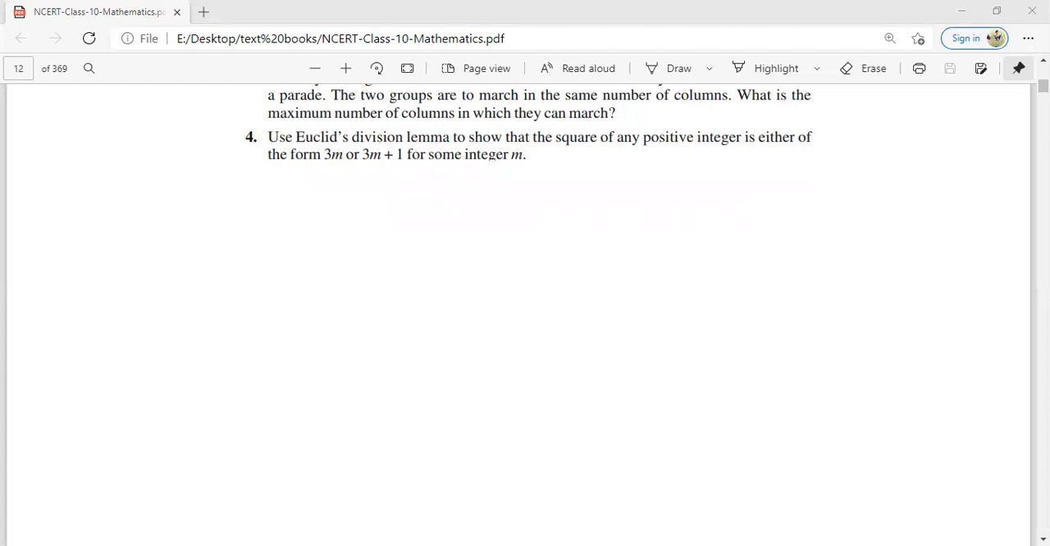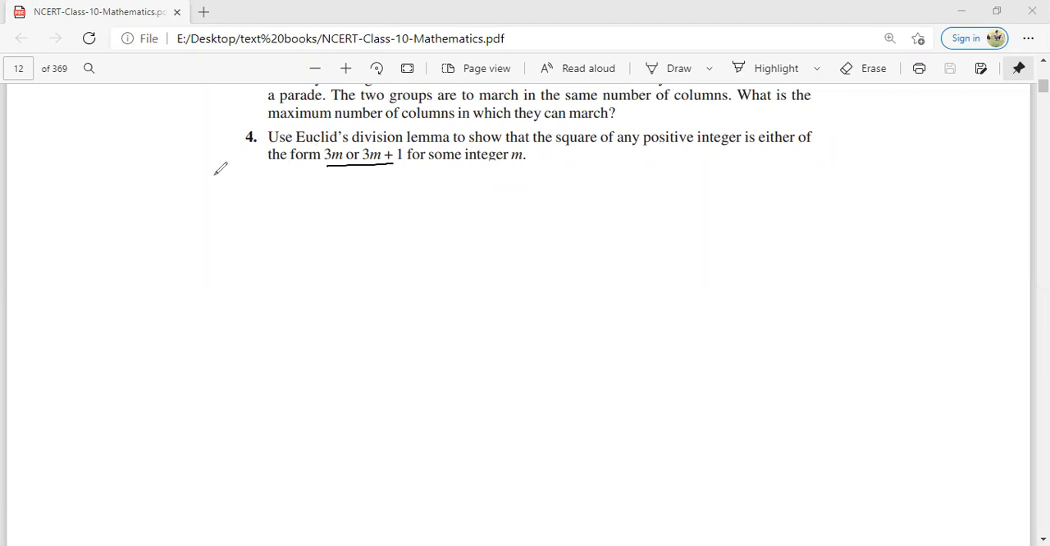show that the square of any positive integer is of the form... Now this is not the simple one, odd positive or negative integer. We will start this question also by taking the form, although it is the square. The square of that integer will be of the form this.